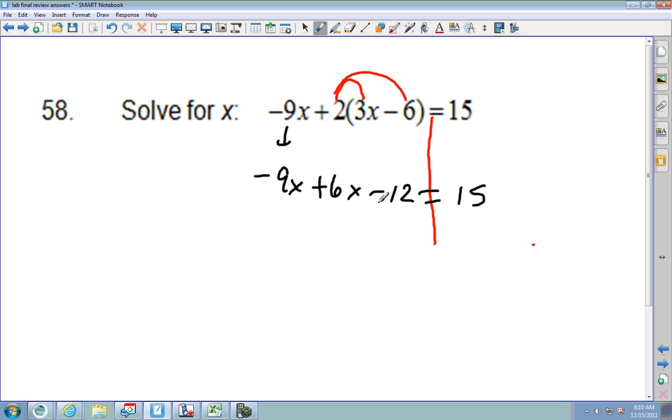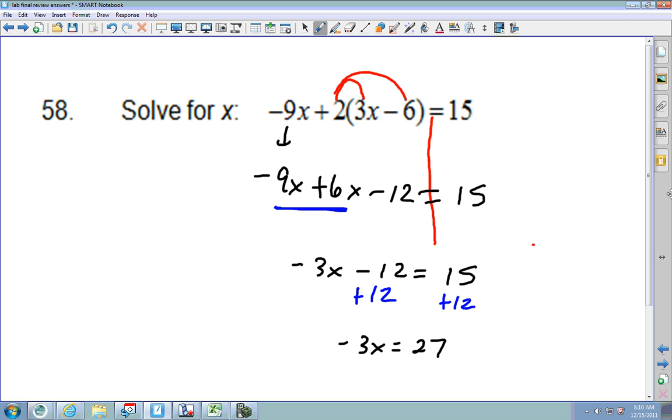Now you're going to combine like terms. Put these together. You get negative 3x minus 12 equals 15. Add 12 to each side. Negative 3x equals 27. Divide by negative 3. X equals negative 9.